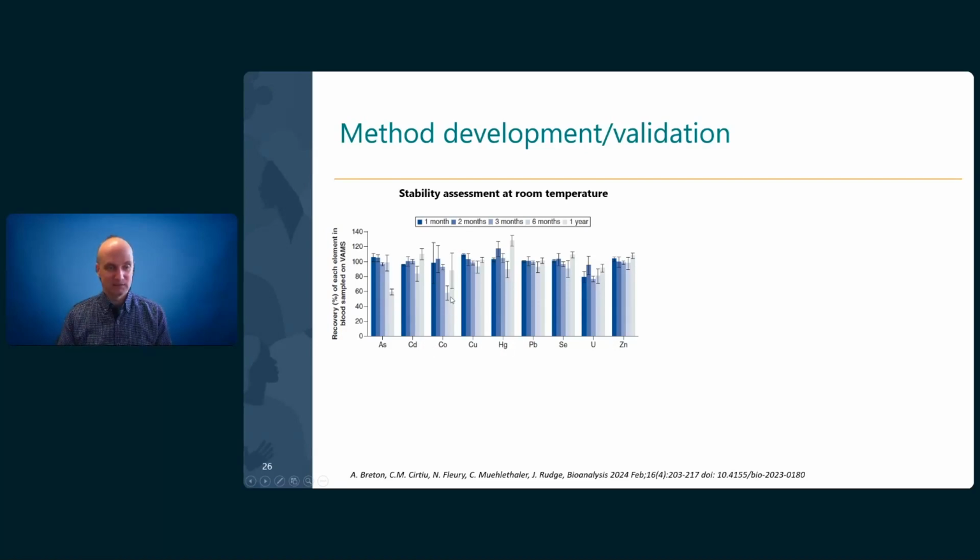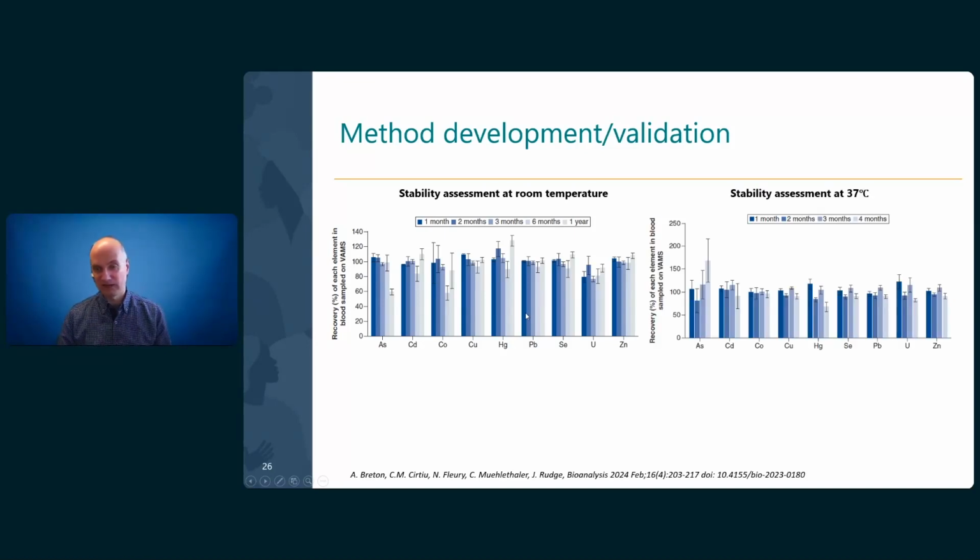For cobalt, it's about the same thing. But as I said, most of them are very, very stable over time. The second graph is showing the stability at 37 degrees. Again, a lot of variability with arsenic, which is not an easy one. But otherwise, for all the other elements, it's very stable after 4 months. Mercury is showing a bit of variability as well. The same reason, we might expect some variation, either due to contamination over time.